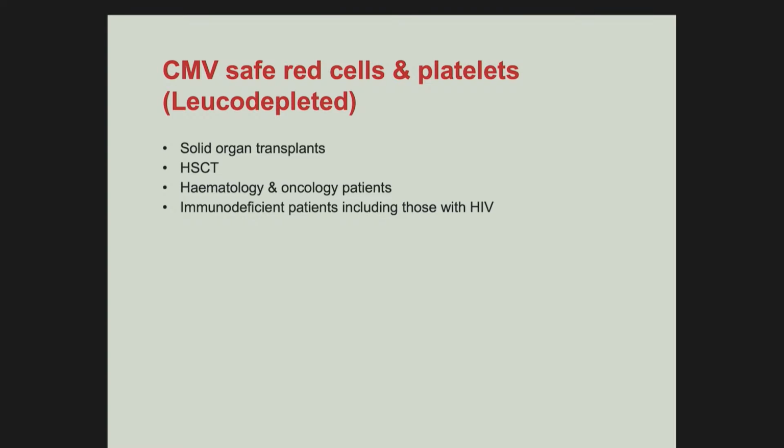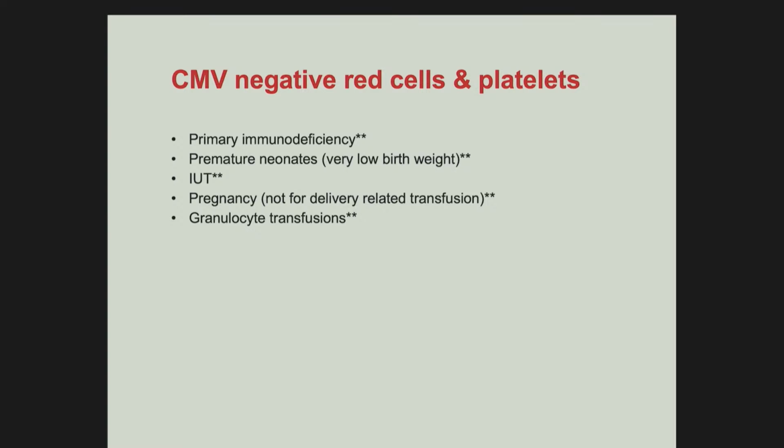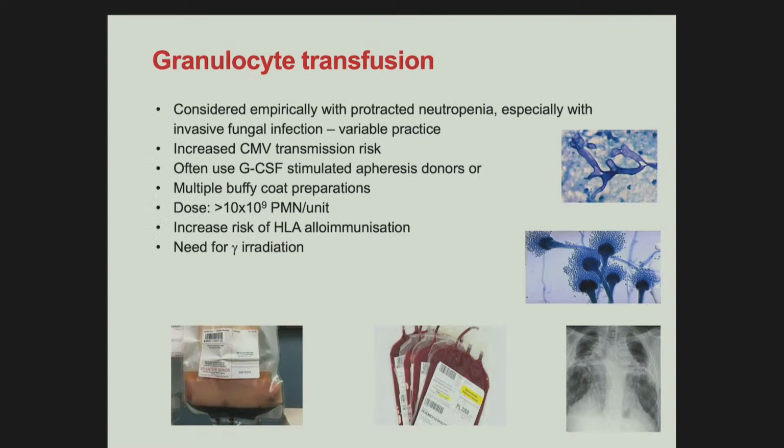So which groups of patients should receive leukodepleted? Which groups of patients should receive CMV negative? So you can see here solid organs, stem cells, oncology patients, even with HIV, leukodepleted is appropriate. CMV negative is highly recommended in people with a primary immunodeficiency, premature infants, or fetuses that have undergone an intrauterine transfusion followed by an exchange transfusion, pregnancy, but not at the time of delivery, so antenatally if the mum has a bleed, and granulocyte transfusion. So the list has been decreased significantly.